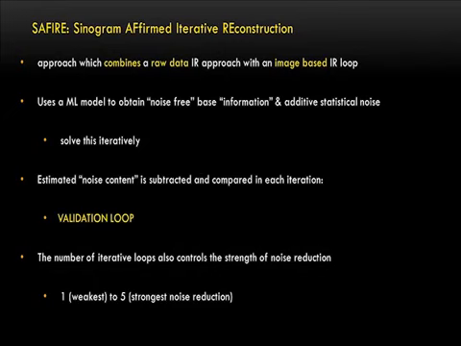Siemens also introduced SAFIRE, which is the sinogram affirmed IR. Basically, this algorithm combines a raw data approach with an image-based loop, and it uses a maximum likelihood model to obtain some noise-free base information and additive statistical noise. Solve this iteratively, then estimate the noise and subtract it. These are the loops which control the strength of your noise reduction, 1 being the weakest and 5 being the strongest. The setting doesn't mean the number of iterations; it means the amount of noise reduction.